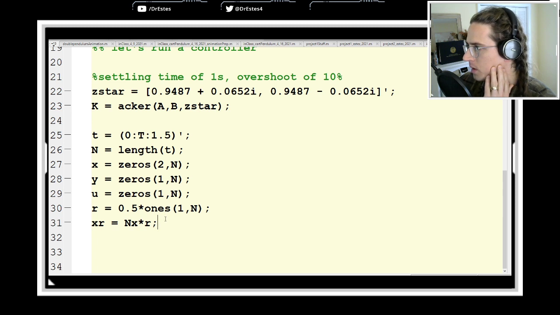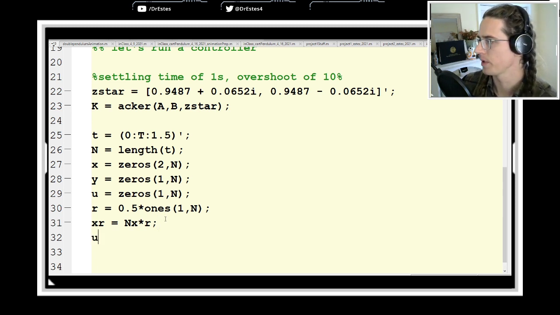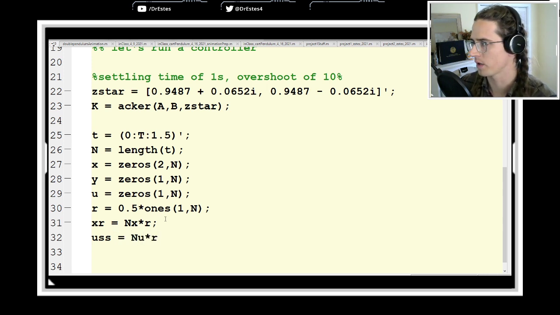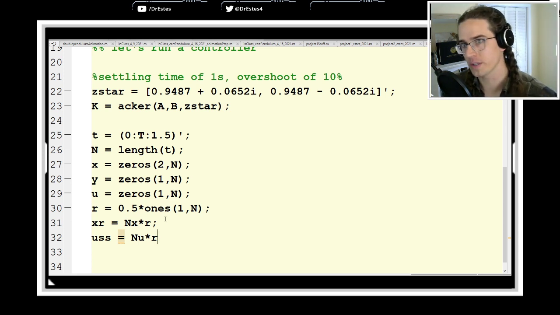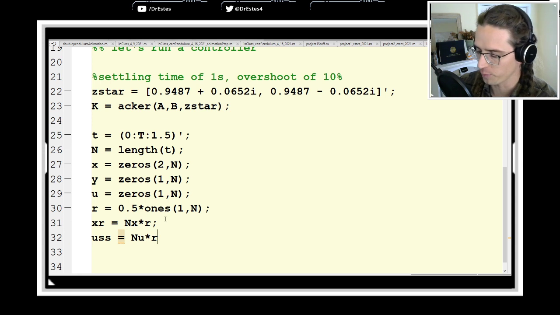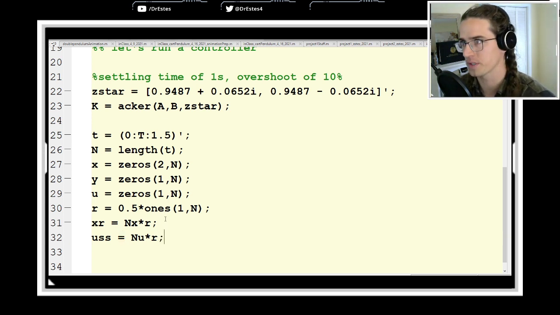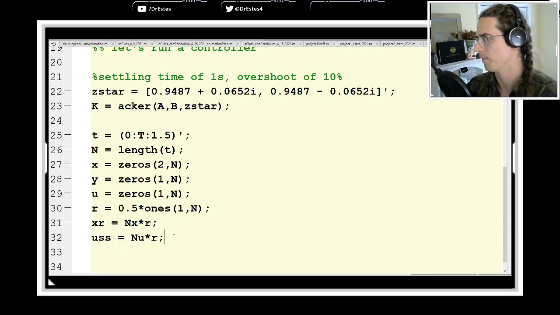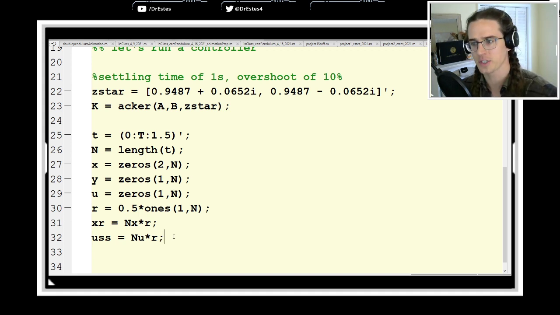Okay. We could even put u steady state. Why don't we do that? This is what our control input would converge to if we indeed stretched the spring half a meter. This should converge. I mean, we want this to be 50 newtons. That's what we want to get to. Okay. So I'm just initializing a lot of variables.